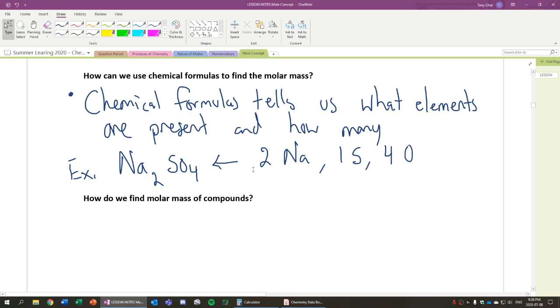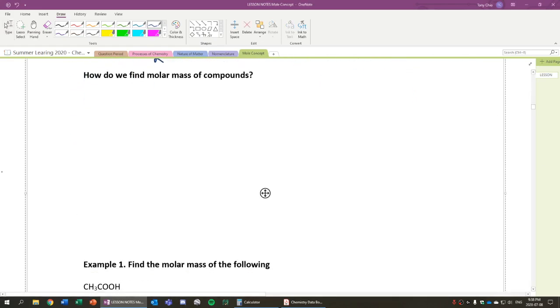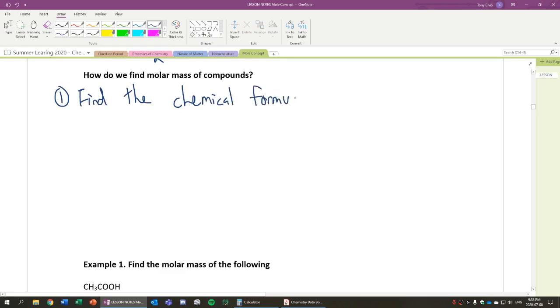Now, if we know the mass of 1 sodium, we can easily find the mass of 2 sodiums. If we know the mass of 1 oxygen, we know the mass of 4 oxygens. So how do we find the molar mass of any compound then? Well, our first step is find the chemical formula.